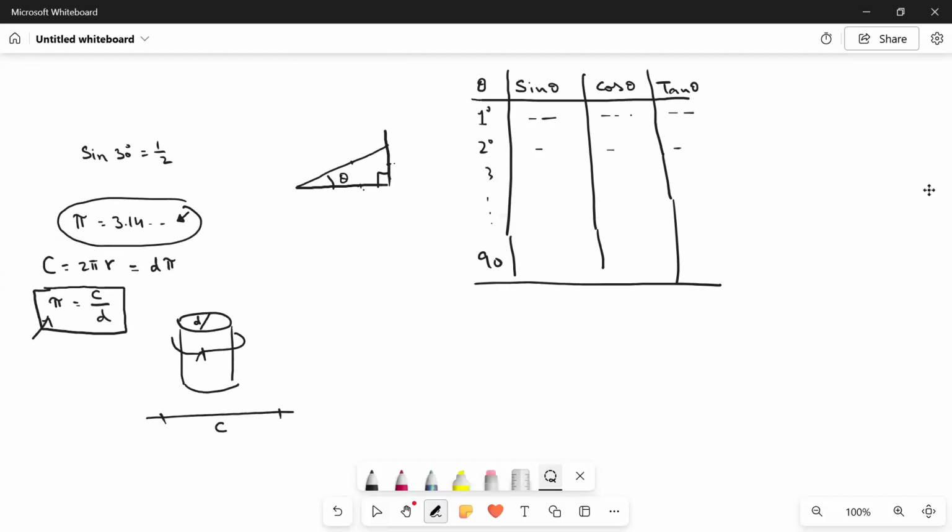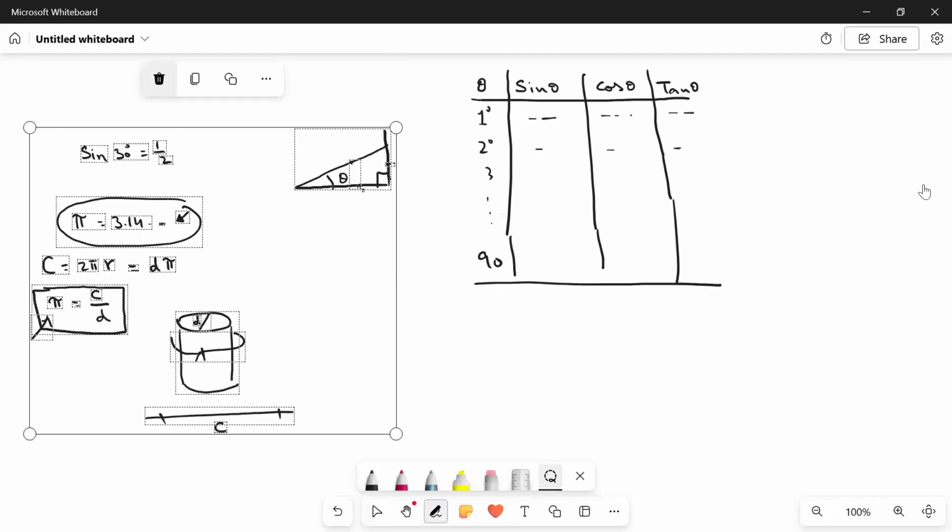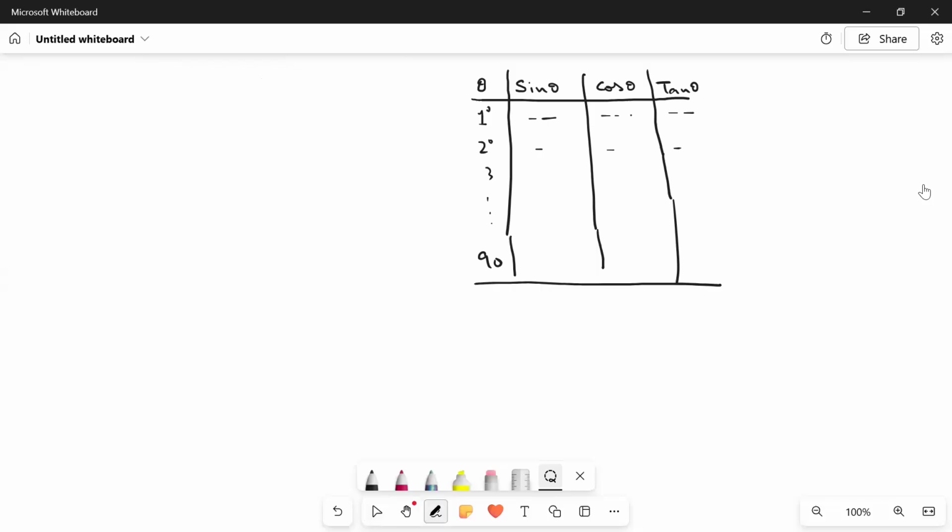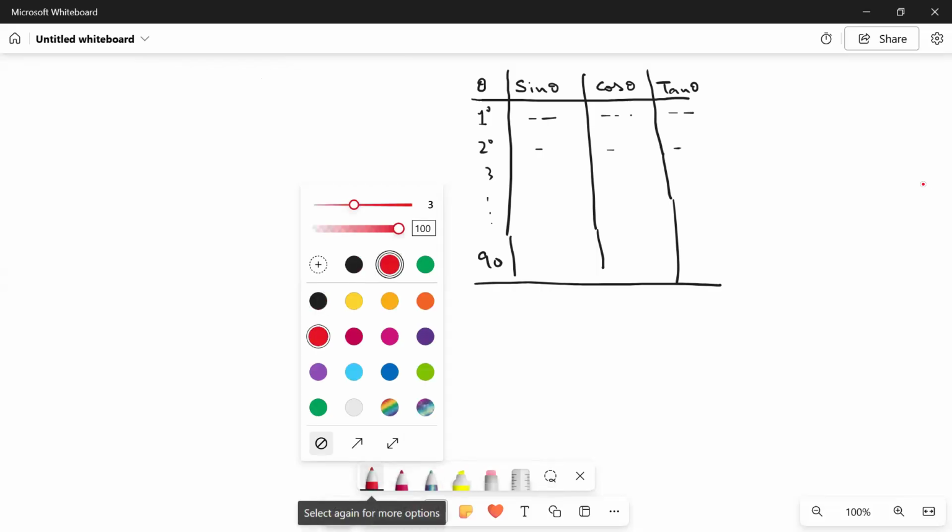Okay, where is the thing? Yes. Okay, now let me change the color of my pen. This is a nice color.